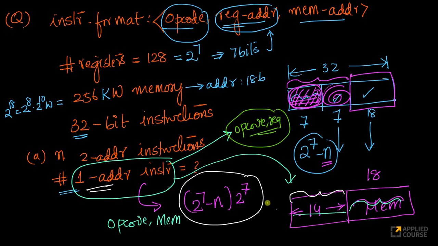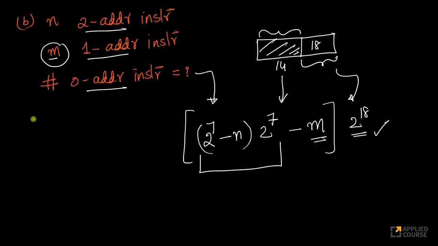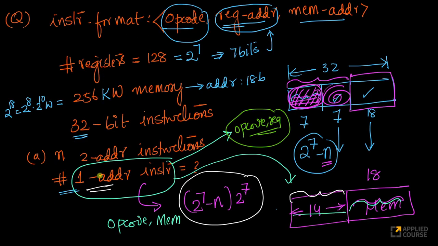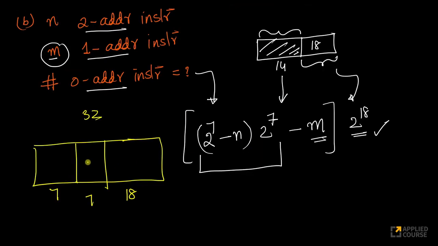Because in such a case, what will happen? Let's think about that. That's a very good twist actually. So what do we have now? We have a total of 32 bits that we have broken up into 7, 7, 18. Now what are we saying? My 1 address instructions are opcode, comma, register. It will occupy this. This whole thing is free. So my 1 address instructions will occupy this and this. That's what we are saying now.